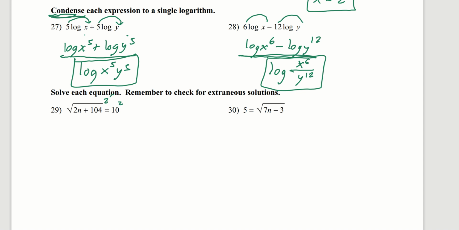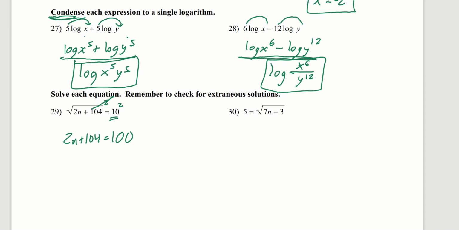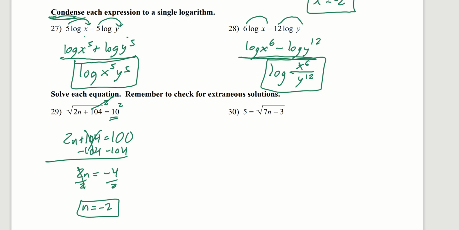So when I square the left side, the square and the square root will cancel each other out, and I will just be left with what is underneath, which is 2n plus 104. On the right side, I have 10 squared, which is 100. And now I'm just going to solve this equation for n. I'm going to subtract 104, and I'll end up with 2n equals negative 4. And then last step, I'm going to divide by 2, and I'm going to get an answer of n equals negative 2.